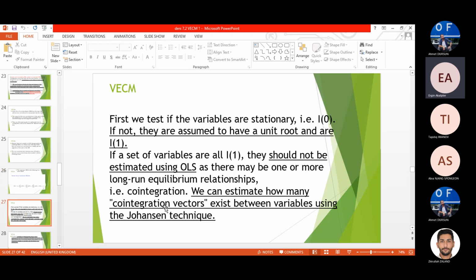Vector error correction: first we test if the variables are stationary, which means I(0). If not, they are assumed to have a unit root and are I(1). If a set of variables are all I(1), they should not be estimated using OLS, as there may be one or more long-run equilibrium relationships. The cointegration: we can estimate how many cointegration vectors exist between variables using the Johansen technique.